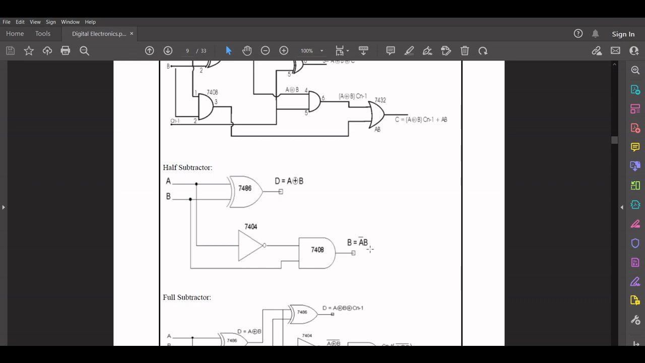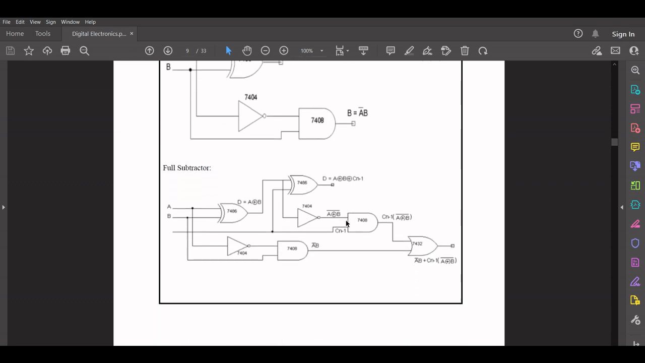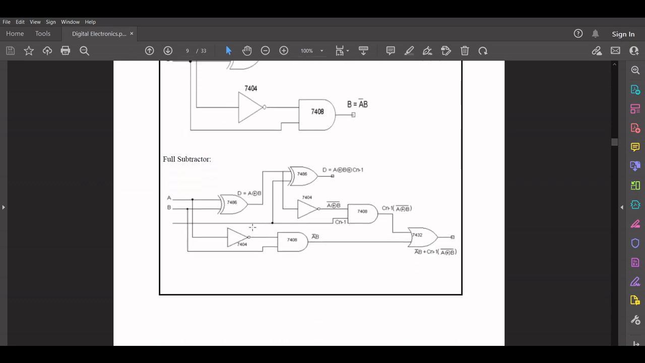Then we have the half subtractor circuit. Over here we have three ICs. We have an XOR gate, an AND gate and a NOT gate. We have two inputs A and B, and we get two outputs, D which denotes the difference and B which denotes the borrow. And in the full subtractor circuit we have more number of ICs and also an extra input. So the inputs are A, B and C which is the borrow from a previous subtraction, and we get two outputs again, D that is the difference of A, B and C, and the second output is again borrow that may be generated from the subtraction.